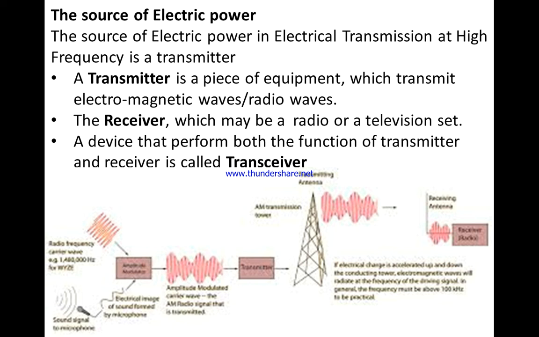And then we have the receiver, which may be a radio or a television set, which receives the transmitted electromagnetic wave or radio wave. And then we also have devices that can perform both functions of transmitter and receiver, and this type of device is called a transceiver. That is, any device that could perform the function of transmitter and receiver is called a transceiver. An example is your mobile phone. Your mobile phone can transmit information and as well receive it.